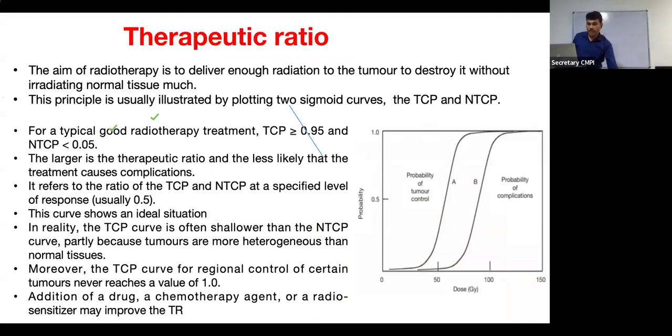Another thing is the therapeutic ratio. The aim of radiotherapy is actually what? Everybody knows. We need to give enough dose to the tumor to destroy the tumor, and at the same time, we need to spare the normal tissue as much as possible. The principle is usually illustrated by plotting two sigmoid curves, the TCP and NTCP curves.